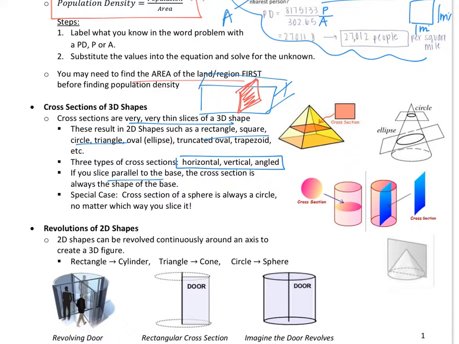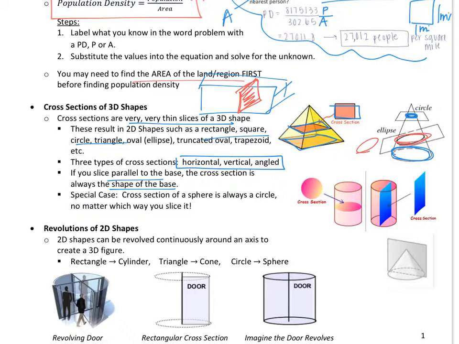If we slice parallel to the base, then the cross-section is always the shape of the base. If we take a look at this pyramid to the right here, the base is a rectangle. If I take a slice parallel to that base, then the cross-section must also be a rectangle. Same thing happens here with this cone. The cone's base is a circle. If I slice parallel to the cone's base, I get another circle. However, if I slice on a diagonal, I get an ellipse or an oval.